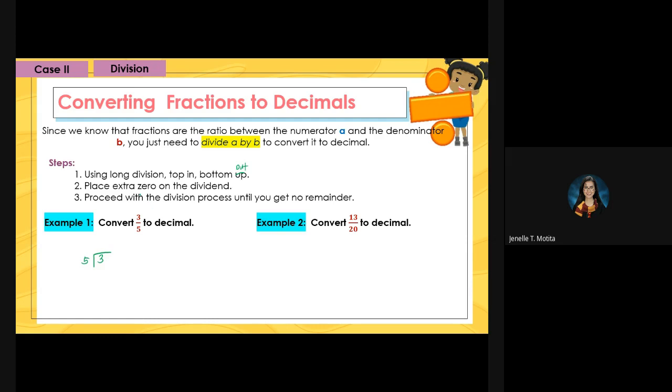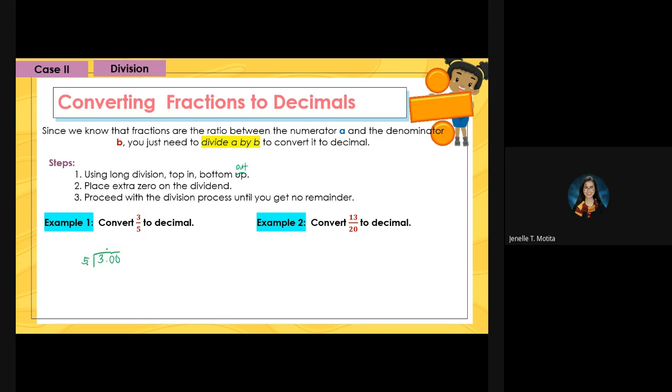And then place extra zeros on the dividend, since 3 divided by 5 cannot be done yet. I want to have two zeros in here. Next, place your decimal point straight up, on top of the division bar. Next, proceed with the division process until you get no remainder.